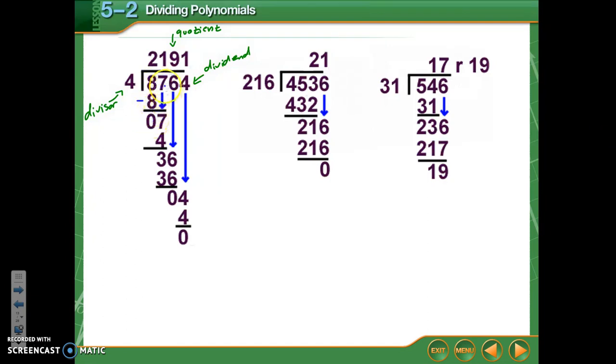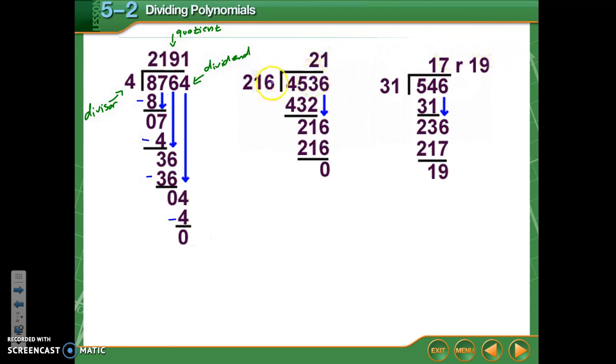8 minus 8 is 0, and then we bring down the 7. So now I have the number 7. How many times does 4 go into 7 evenly? Well, only once, right? 1 times 4 is 4. 7 minus 4 is 3. We bring down the next number, which is the 6. How many times does 4, our divisor, go into 36? 9. So we write the 9 over the 6. 9 times 4 is 36. We subtract, and we get 0. We bring down our last number, which is 4. How many times does 4 go into 4? Well, once, so we write the 1 over the 4. 1 times 4 is 4. 4 minus 4 is 0.